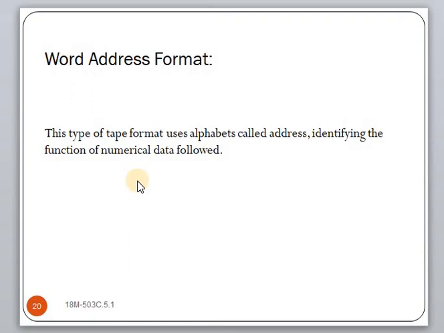So some of the commonly used word addresses are capital F, which represents feed rate command, G for preparatory functions, X will give x-axis data, Y will give y-axis data, Z will give z-axis data, and also capital S will give spindle speed, capital T will give tool number, etc.